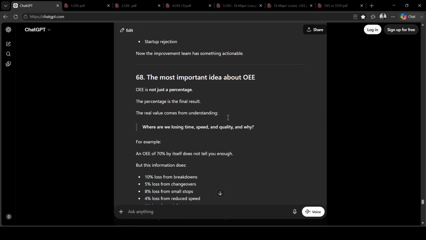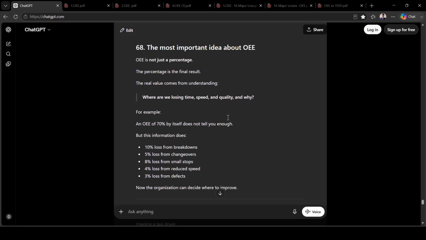The most important idea about OE: OE is not just a percentage. The percentage is the final result. The real value comes from understanding where we are losing time, speed, and quality, and why.